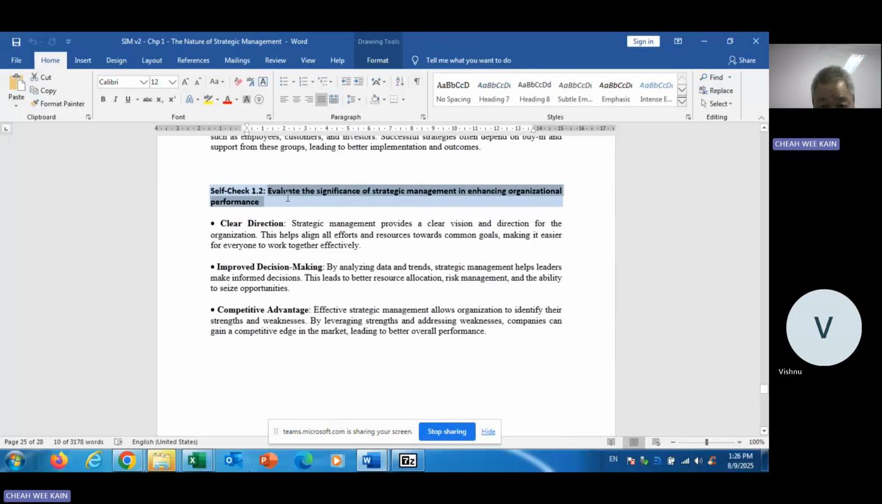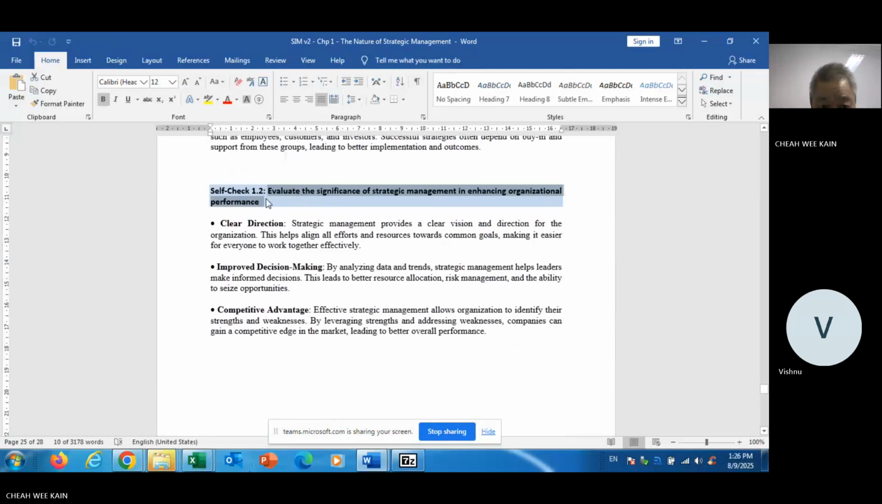Evaluate the significance of strategic management in enhancing organization performance. Strategic management gives a clear direction. What needs to be done? Now, in many companies, the direction is with numbers. Sales increase 2%. Numbers. Okay. Why? Because it will be clear.